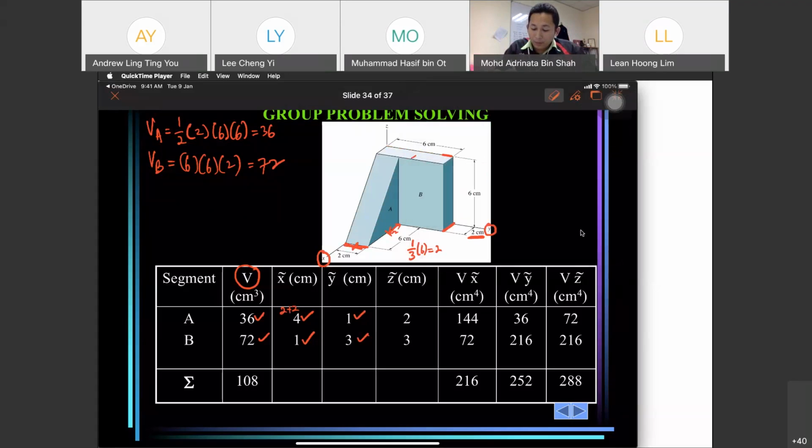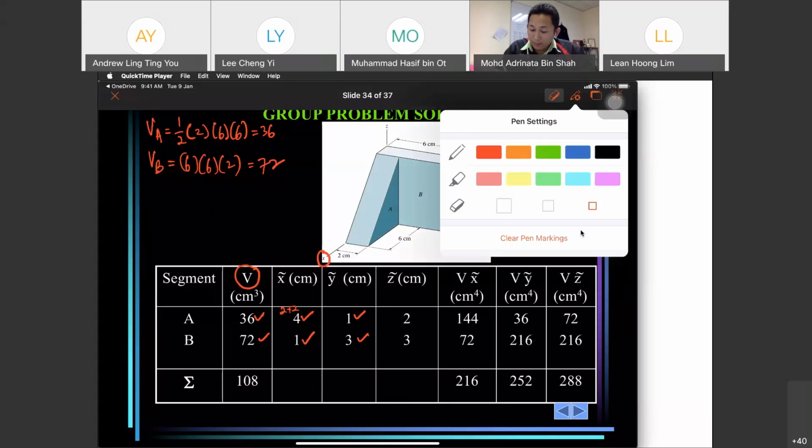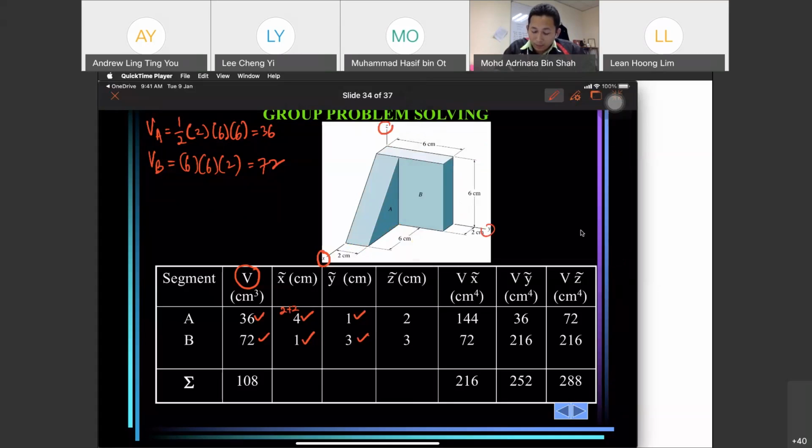Next, for Z. So Z for B, we look at B. We have 6 cm, so divide by 2. We know that the centroid Z bar is 3. But for the triangle, we know that it is 6 cm, so it is 1/3 times 6 cm equals 2. So this is our Z bar.